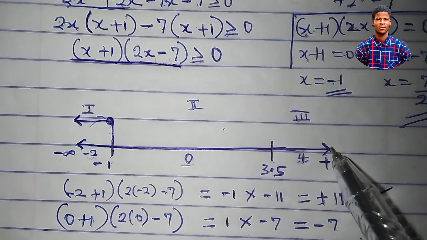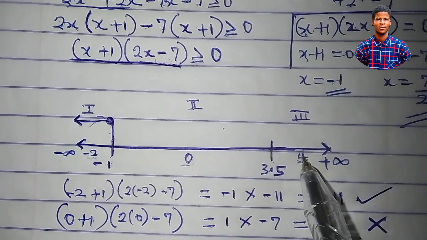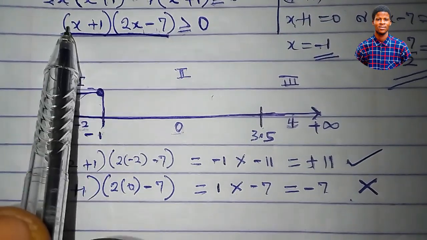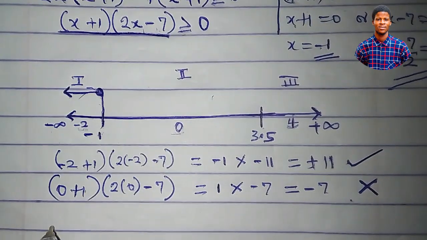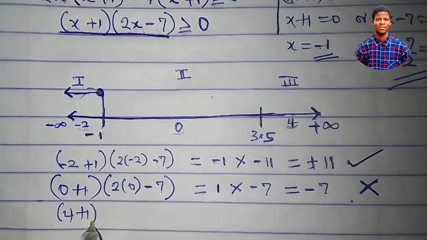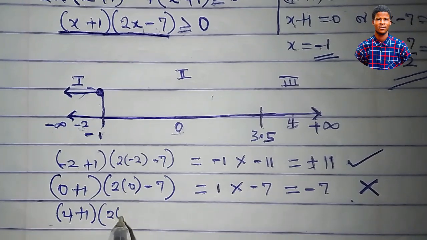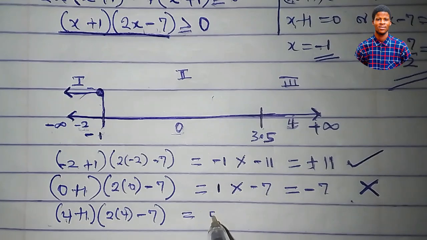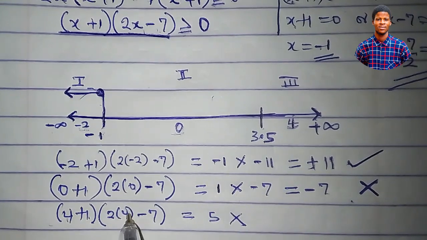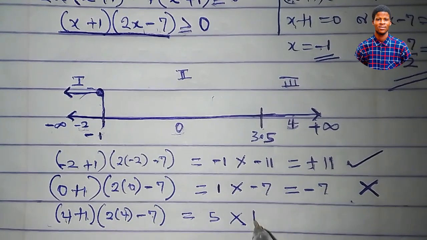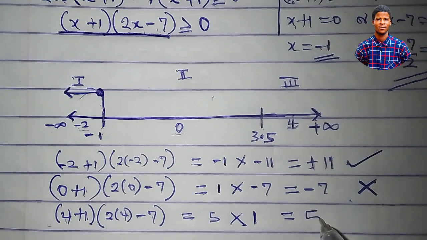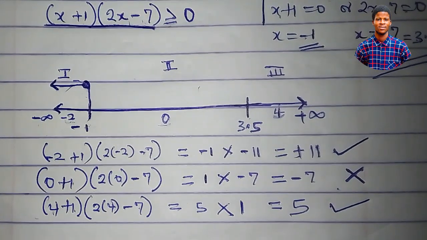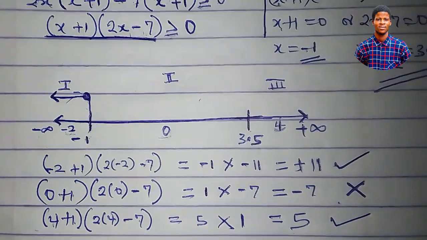Okay? What about region 3? Let's use 4. This will now be 4 plus 1 times 2 times 4 minus 7. 4 plus 1 is 5. 2 times 4 is 8. 8 minus 7 is 1. 5 times 1 is 5. This is positive, greater than 0. That means region 3 satisfies the inequality.